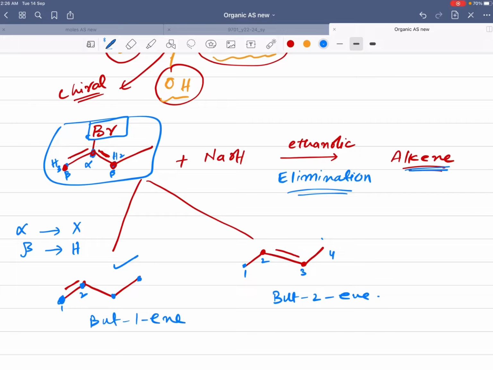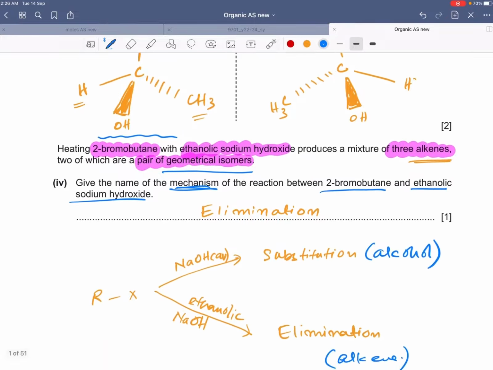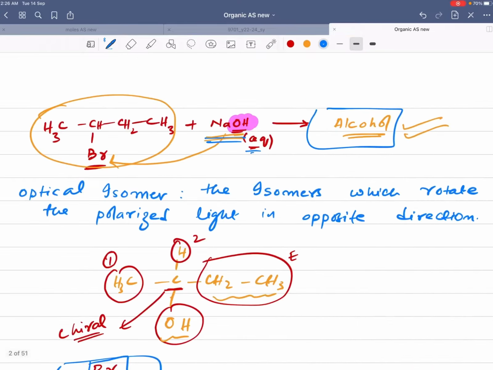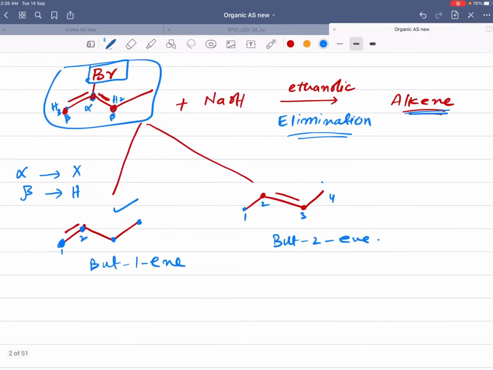So these are two structures, and if you remember, the question is saying that you get three alkenes, and as we just saw, only two of the alkenes are forming. So where is the other third? Where is the third structure? Now the third structure is the geometrical isomer of this one. As you can see, the cis-trans isomers.